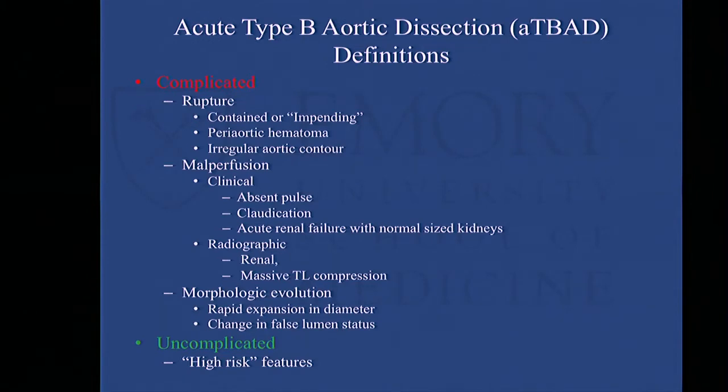So let's go over complicated versus uncomplicated. A true complicated, hard signs of a complication are either rupture or malperfusion. Now, when we talk about rupture, there are probably patients that rupture and die that we never see, and we don't really know what the denominator is. So what we're really talking about is contained or impending rupture, and that is marked by periaortic hematoma, a very irregular aortic contour, and pleural effusions. Now, a lot of these patients have tiny pleural effusions, but I'll show you.